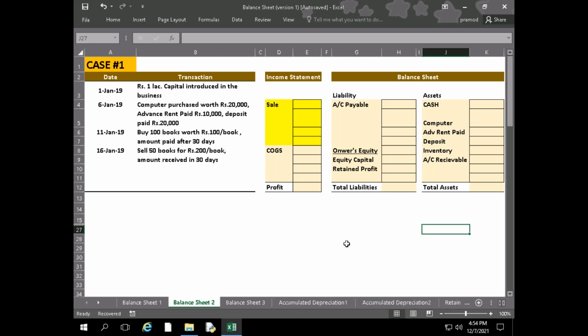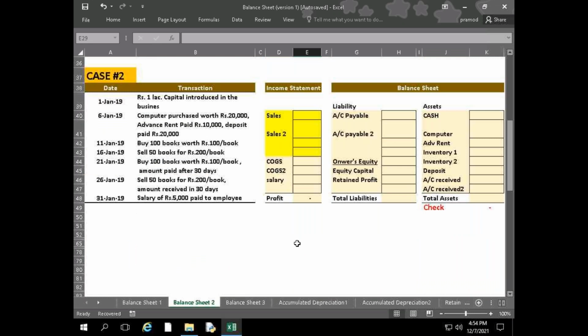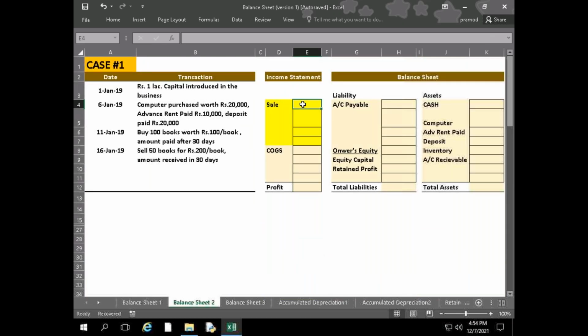Okay. So first, case one I'll tell, case two you do it. When it comes to case one, here you need to do the sales first. Income statement we will finish off, then we will do the balance sheet, then the cash flow. In the income statement, what is your sales, that revenue? Selling 50 books at rupees 200. So you need to give 50 into 200. That is 10,000 you have.